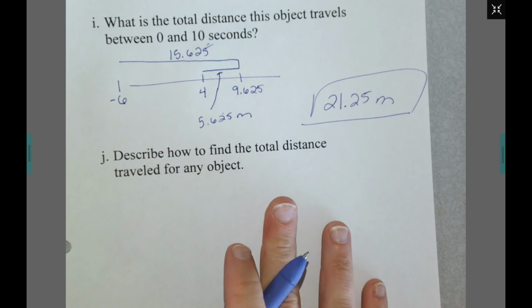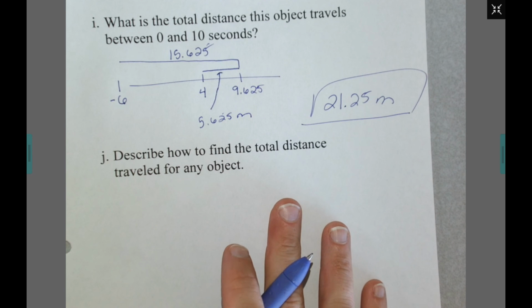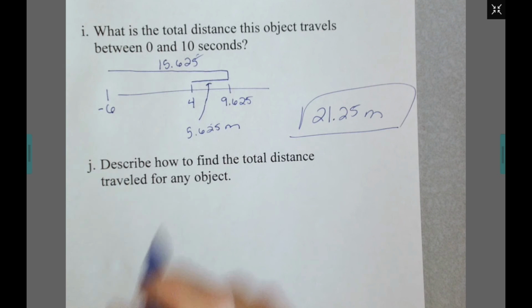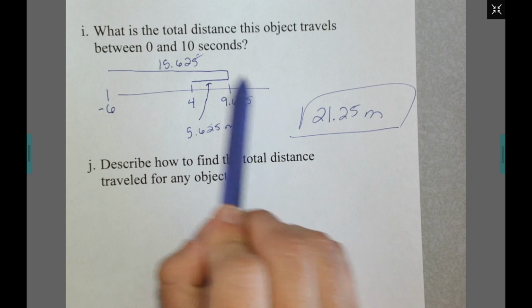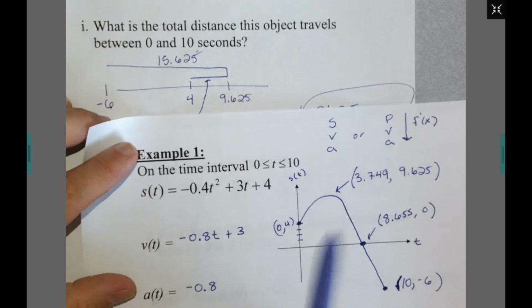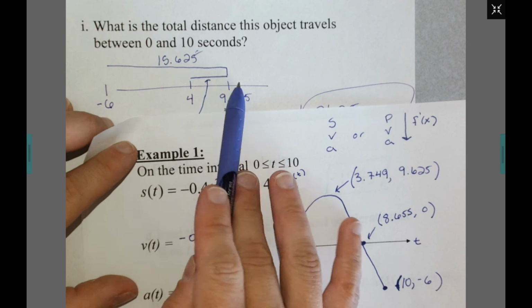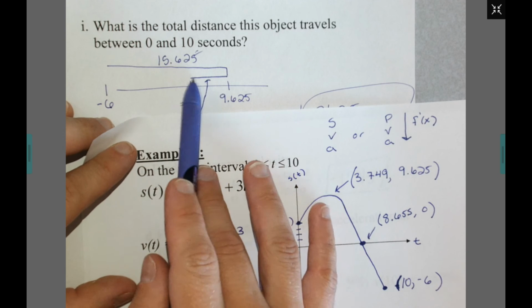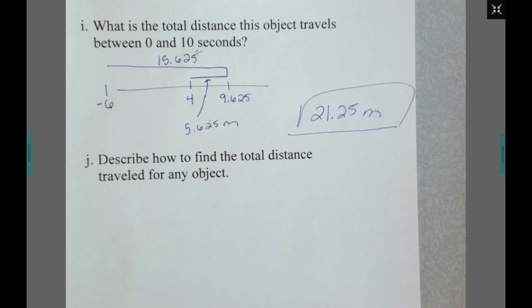We want to describe how we found the total distance for an object that traveled. Well, we just did it. Okay, made a number line, listed out what was going on from our position graph, and then distance is always positive, so I don't care about direction on that. So we added the absolute values together. So that's it for 3-4 day 1.